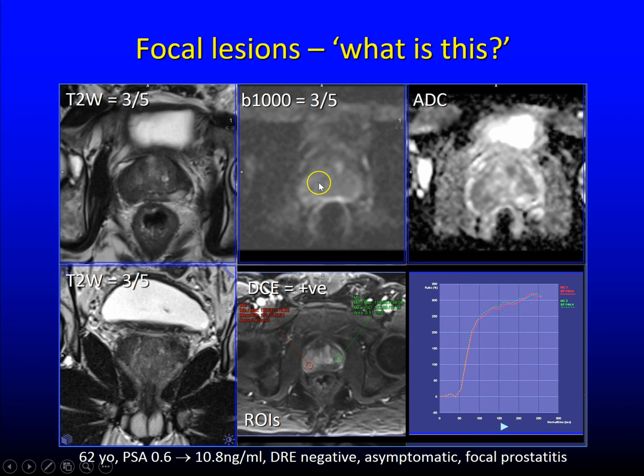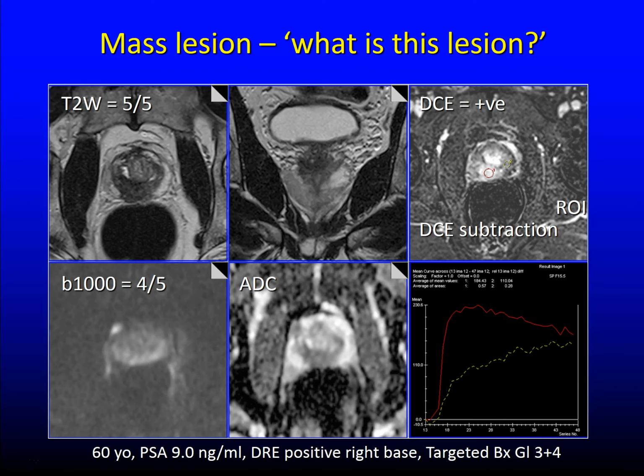not really that hyperintense. On the high B value images, here they are again at the base in the peripheral zone, and in fact this is the dynamic enhancement curve. You can see no heterogeneity at all. The left and the right are exactly the same. This in fact represents prostatitis on biopsy.